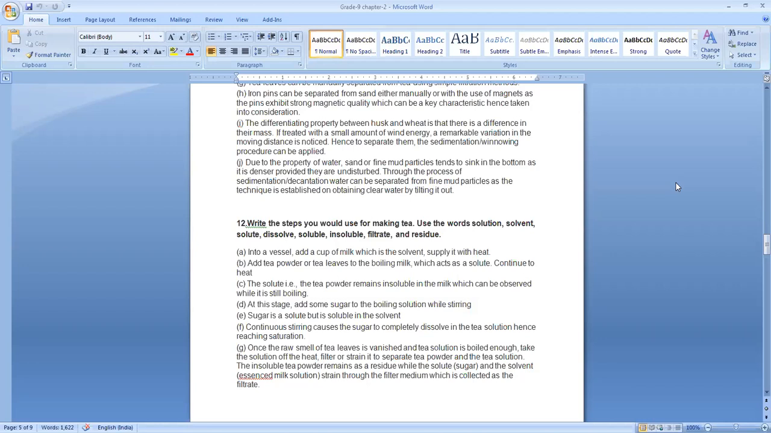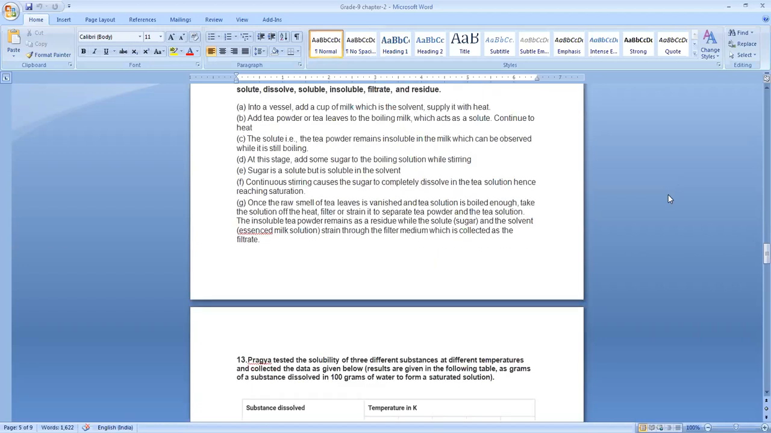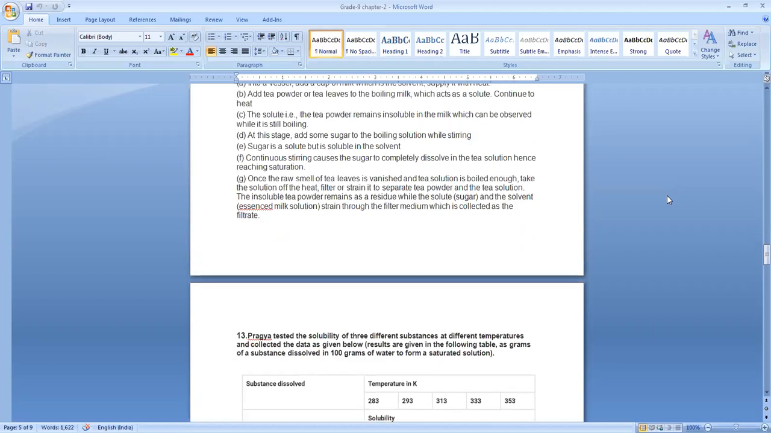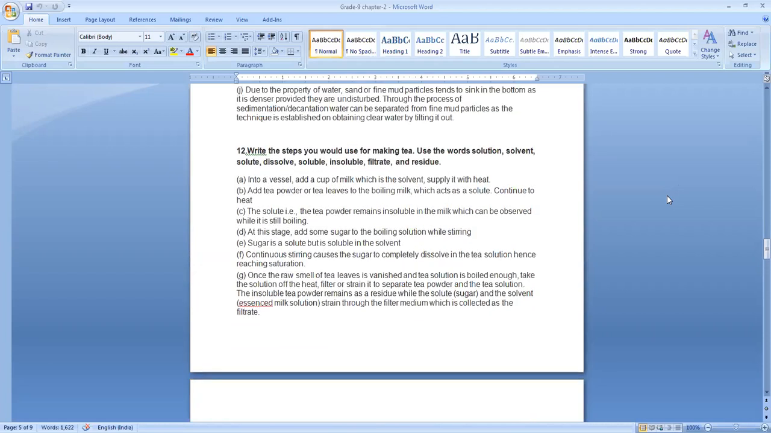It's the answer itself, it's not the question. And here is the 13th question. This is the 12th one. These are the steps. Don't get confused. First step is A. These are the steps A, B, C, D. Okay.